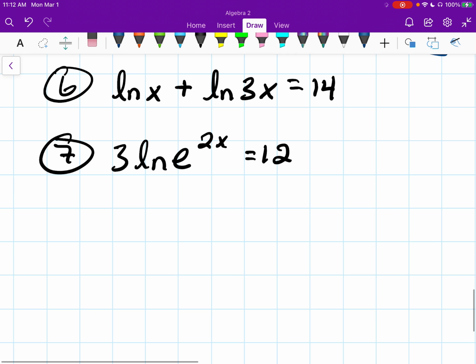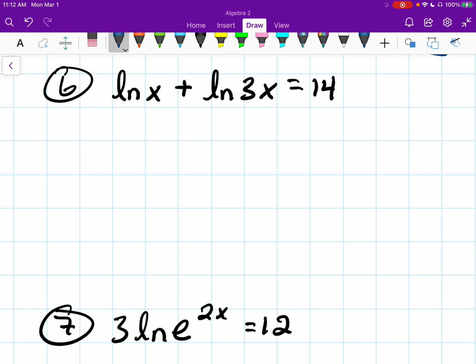Number 6, almost done. Well, here we have 2 natural logs, and we can't get rid of them both together, so we're going to have to put them into 1 first. Because we have this addition sign here, I know I can multiply them. So I'm going to multiply the x and the 3x. This will be natural log of 3x squared is 14.